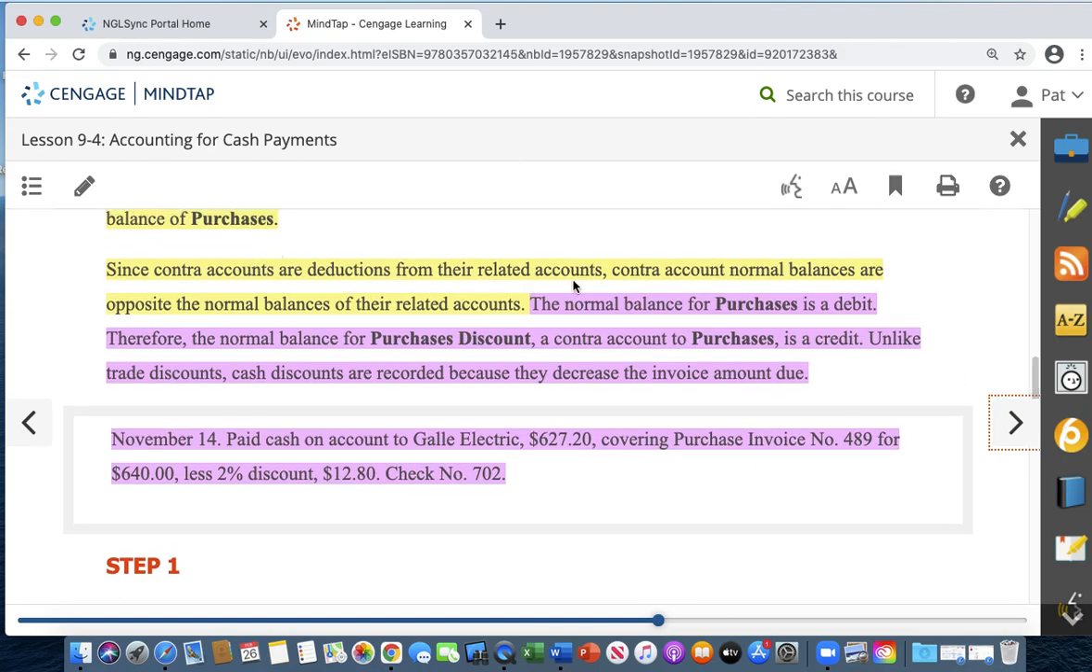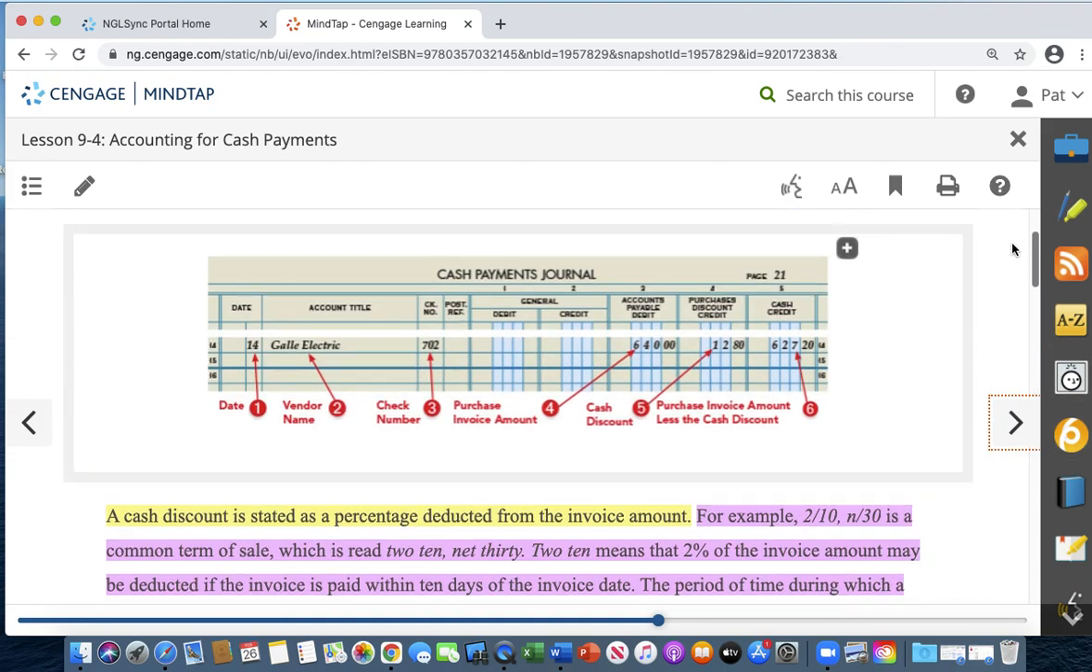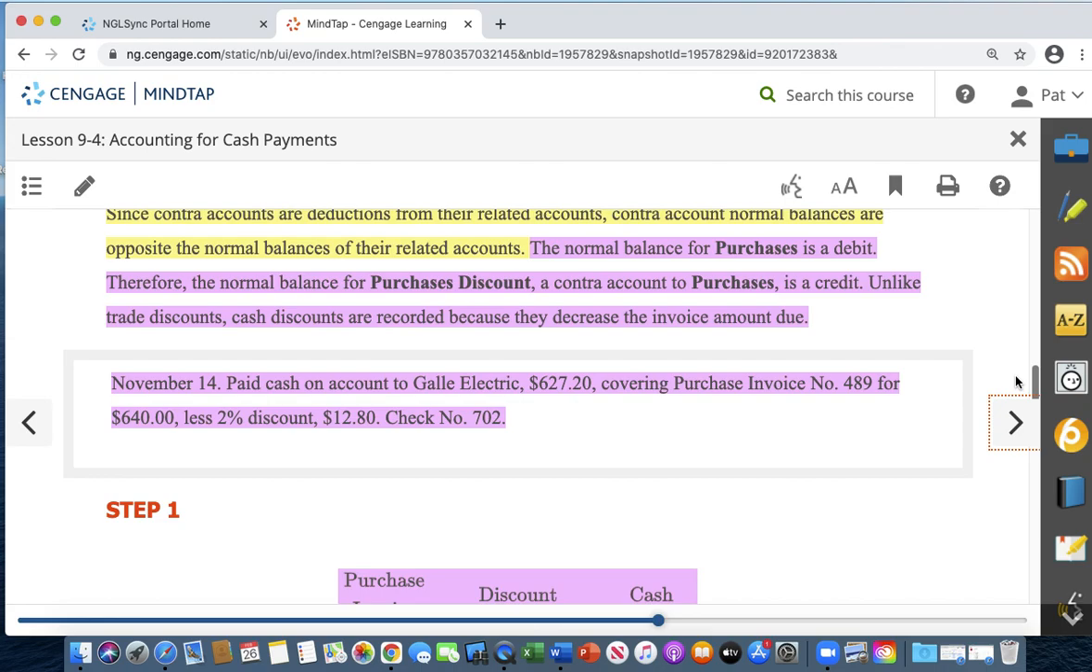Since contra accounts reduce and deduct the related accounts, their normal balance is the exact opposite. I guess I've already said all that. Since purchases is a debit, purchases discount will be a credit. Okay. Is there a T account up here? Yeah. Okay. So here's what we're going to do.